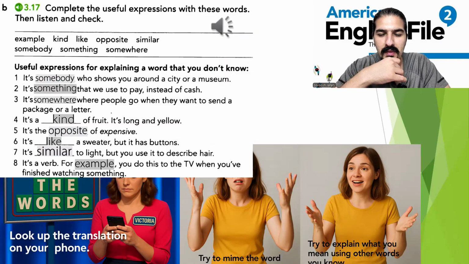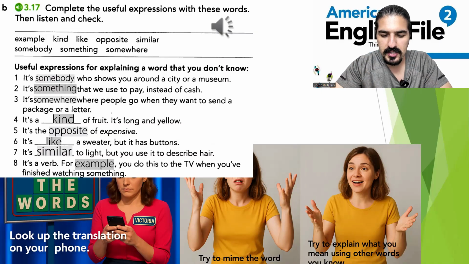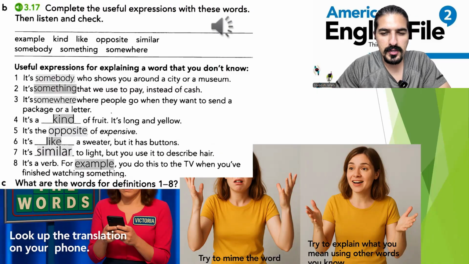Okay, gentlemen, and ladies, of course. Now, we're going to play the word game together. You and your friends work in pairs and try to answer the questions to these words. Tell me the definitions and words. For example, it's somebody who shows you around the city or a museum. Well, we usually call them guides or guide. Okay, the rest is yours.